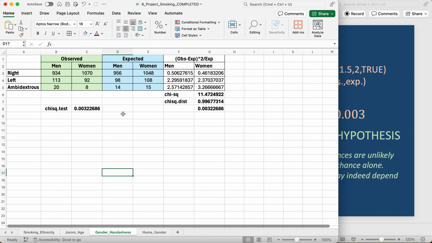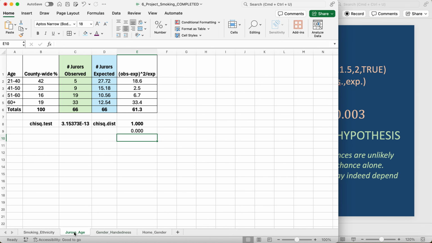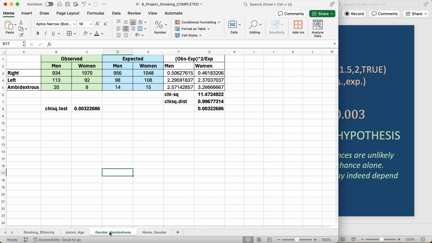But it's the same data. And now we can run the chi-square test. It's different from the previous example. The previous example we did with jurors and age, we had a column for observed and a column for expected. And now here it's a little more complicated. We have 2 columns for observed, 2 columns for expected, but that's okay. Excel does not care about this, and we can calculate this chi-square test the same.